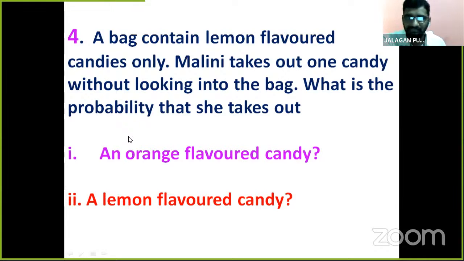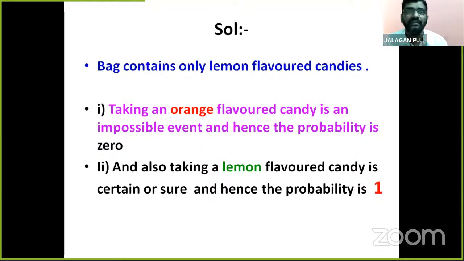Two questions are there. A bag contains lemon flavored candies only. Malini takes out one candy without looking into the bag. What is the probability that she takes out number 1, an orange flavored candy, and second one, a lemon flavored candy? So see children here, lemon flavored candy. So solution: the bag contains only lemon flavored candy. This is given.